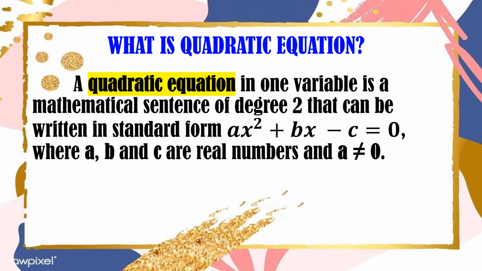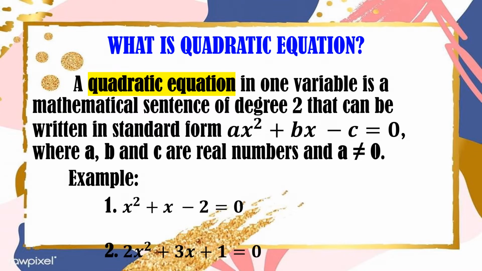A quadratic equation in one variable is a mathematical sentence of degree 2 that can be written in standard form ax squared plus bx plus c equals 0, where a, b, and c are real numbers and a is not equal to 0. Examples of quadratic equations: x squared plus x minus 2 equals 0; 2x squared plus 3x plus 1 equals 0.